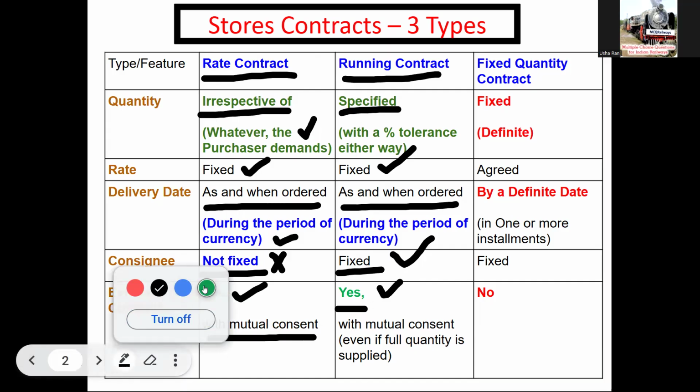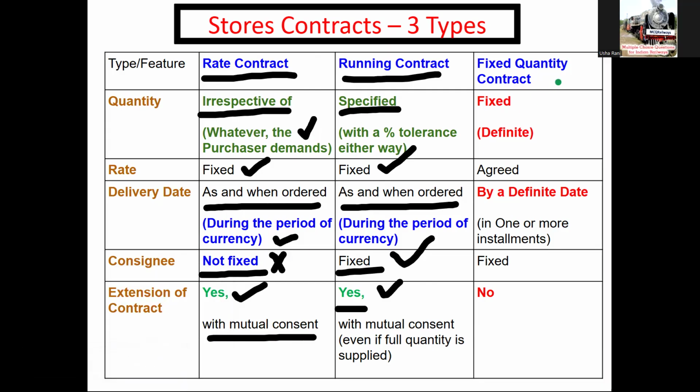Then coming to fixed quantity contract, the name itself says fixed. That means everything is fixed. Quantity is fixed, a definite quantity. There is no approximate quantity, and no irrespective of quantity. A rate is agreed as and when the contract is entered. For example, in the January contract, it may be 100 rupees. Again, in the March contract, it may be 90 rupees or 110 rupees. Each and every time it is an agreed rate between the purchaser and seller.